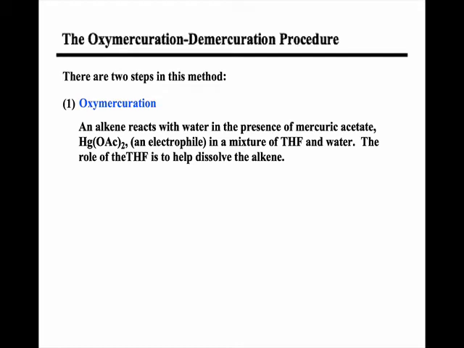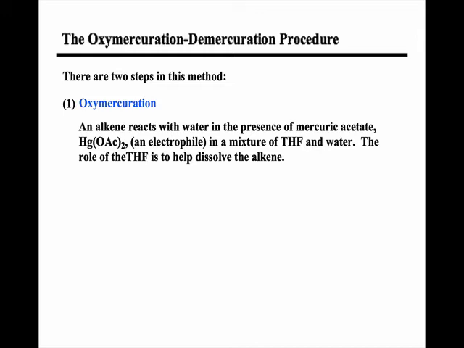So the oxymercuration-demercuration procedure is actually a two-step procedure that's pretty interesting. The first step being the oxymercuration, where an alkene reacts with water in the presence of mercuric acetate. That's abbreviated as Hg(OAc)2, where OAc is the acetate anion that is derived from acetic acid. It turns out that mercury acetate is an electrophile. It will react with a carbon-carbon double bond. But interestingly enough, it doesn't generate a carbocation. And we'll see about that in just a moment.